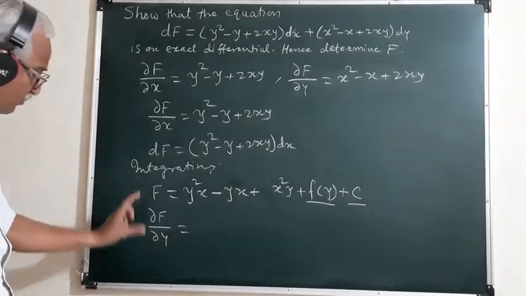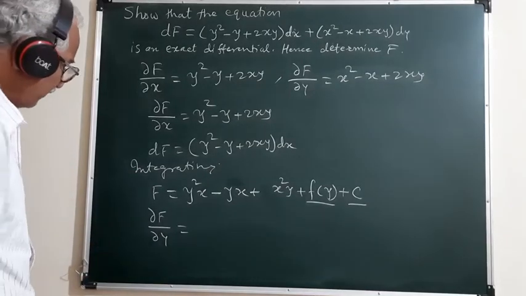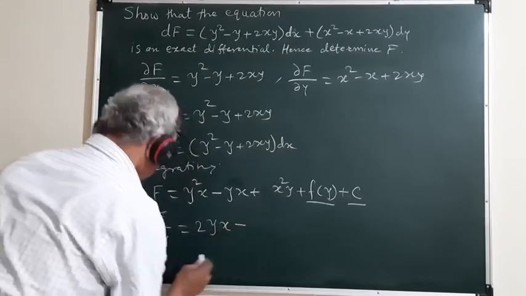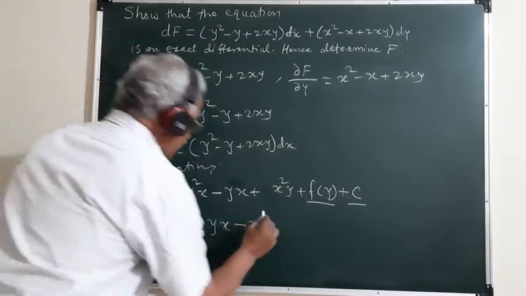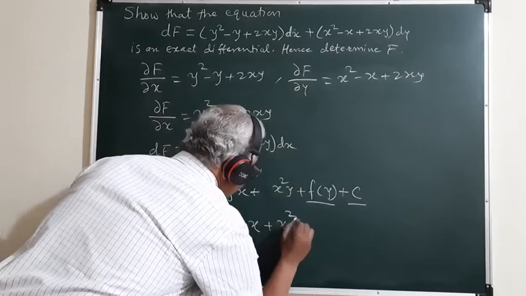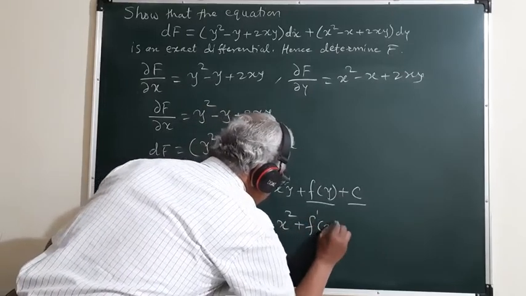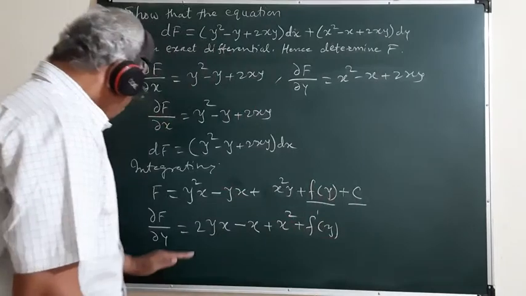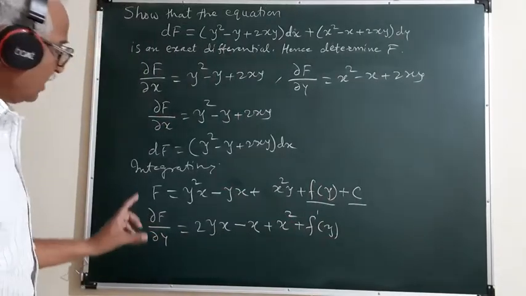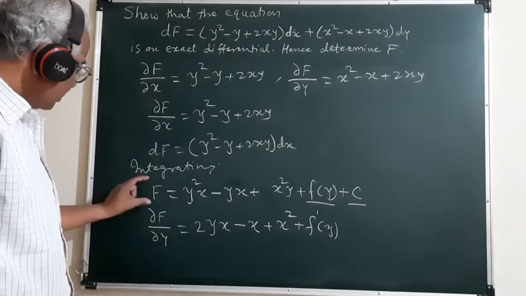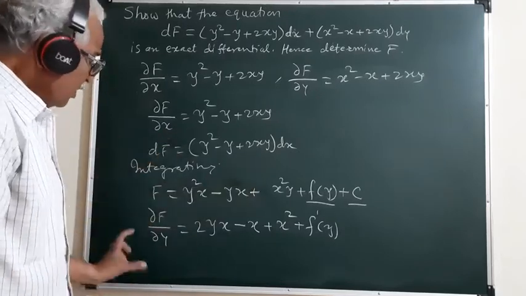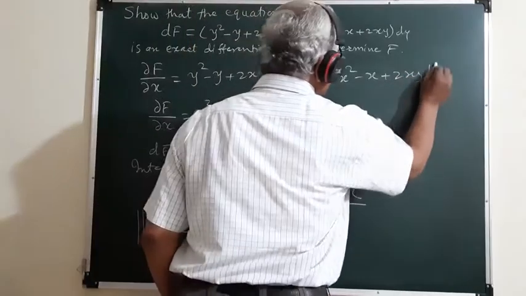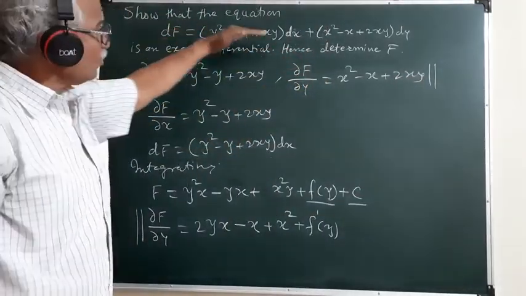Differentiating this f partially with respect to y, we get dou f by dou y. Dou f by dou y will be equal to 2yx minus x plus x square plus f dash y, and the differentiation of the constant term with respect to y will be 0. So this is the expression for dou f by dou y obtained by differentiating the expression for f we have obtained. Now this expression for dou f by dou y is compared with this expression for dou f by dou y in the given total differential.